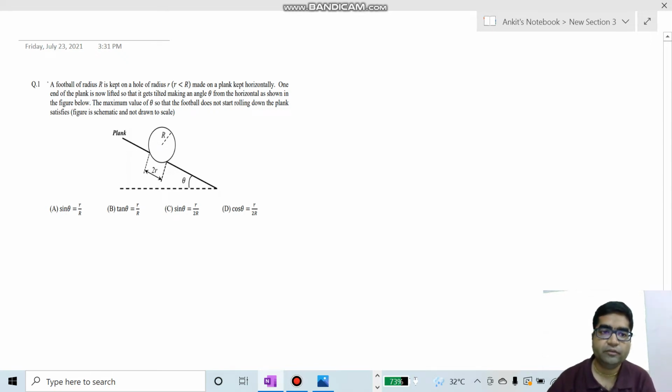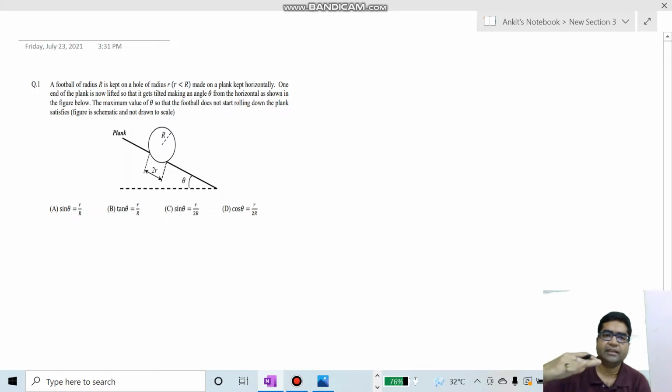The question with us here says a football of radius capital R is kept on a hole of radius small r less than capital R, made on a plank kept horizontally. So we have a horizontal plank in which a hole is there of radius small r, and on this hole a football of radius capital R is kept. One end of the plank is now lifted so that it gets tilted, making an angle theta from the horizontal.